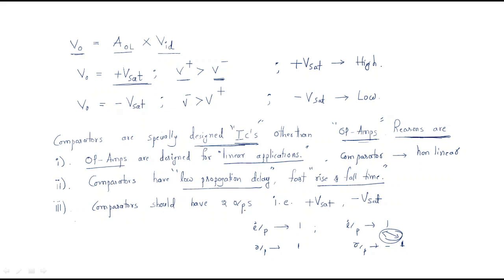Third, comparators should have two outputs, that is positive saturation and negative saturation. But in the case of op-amps, the output will vary. This is the special feature of comparators.